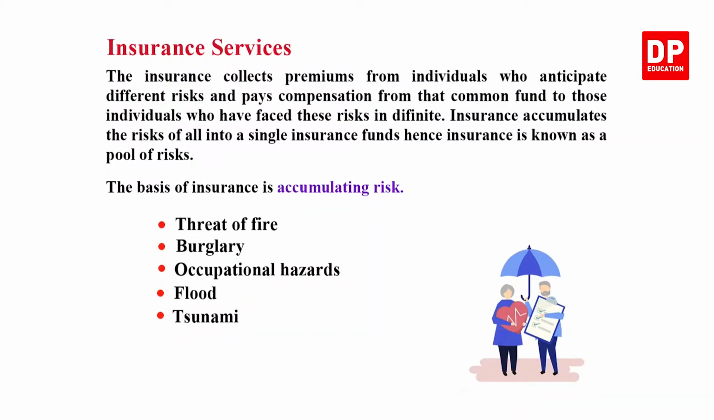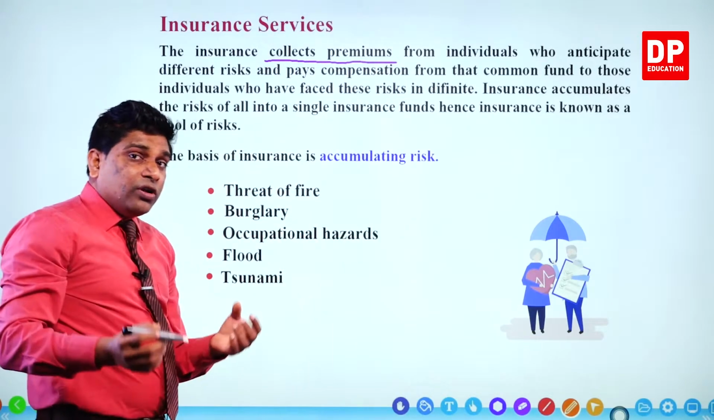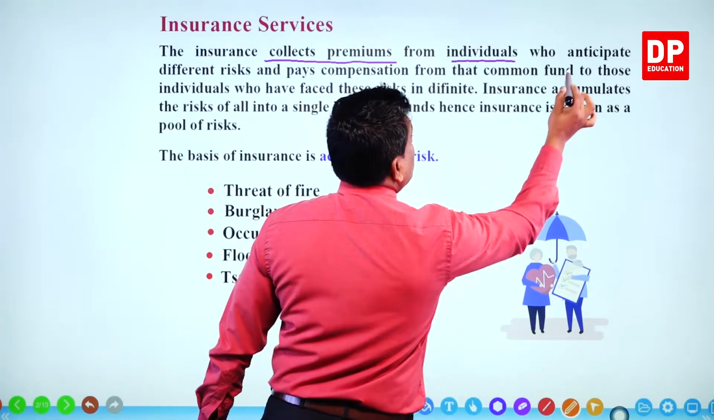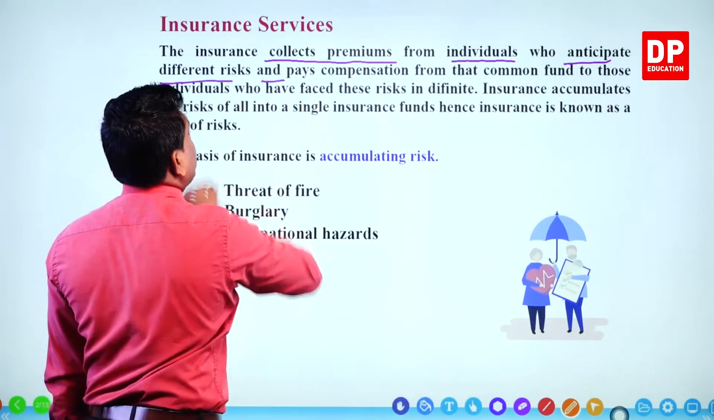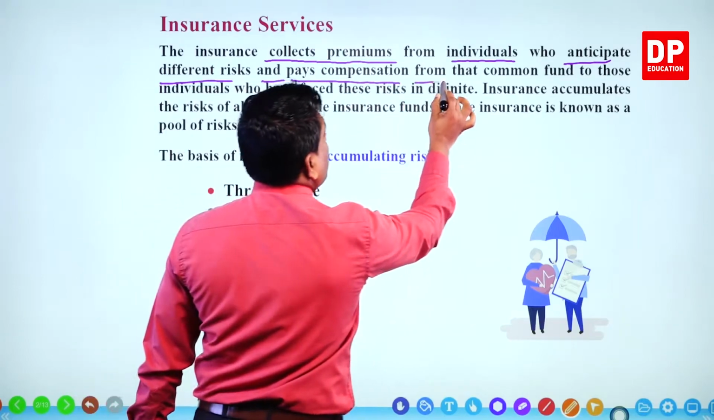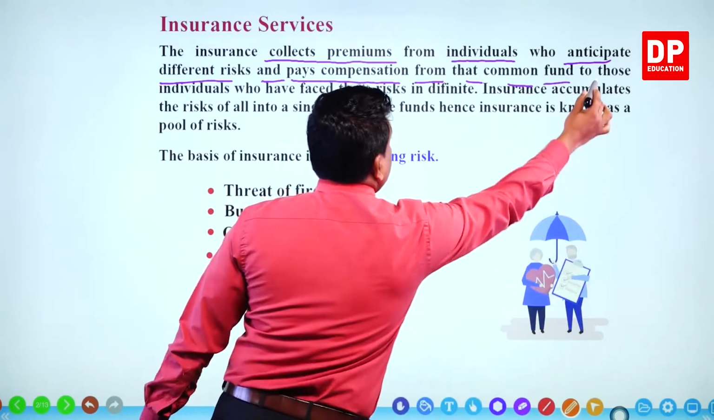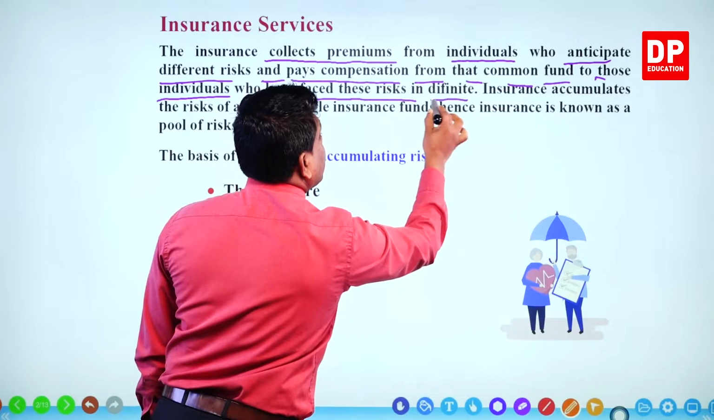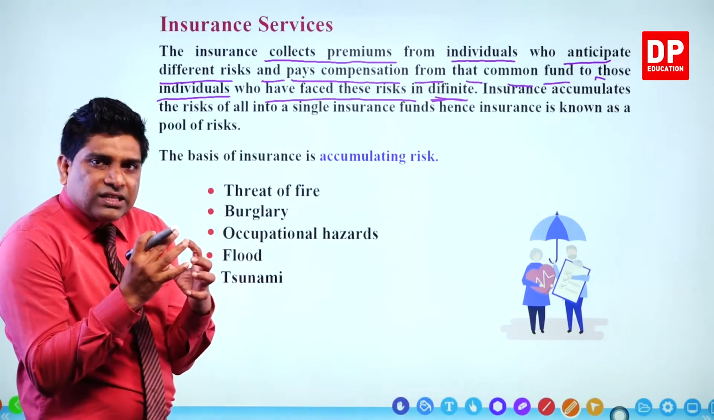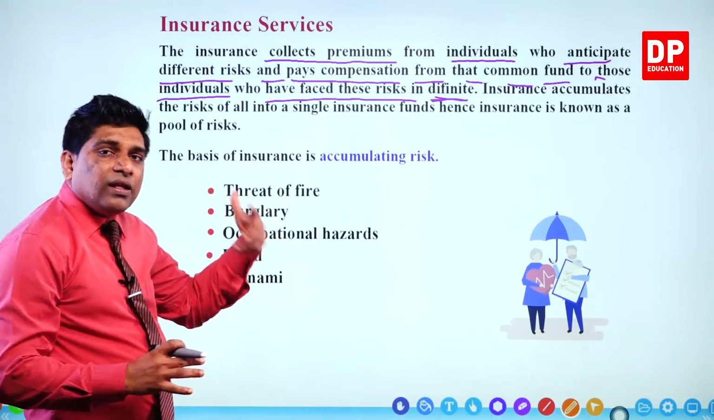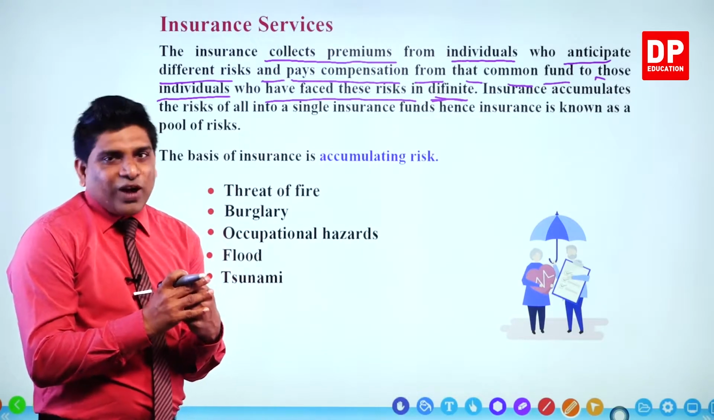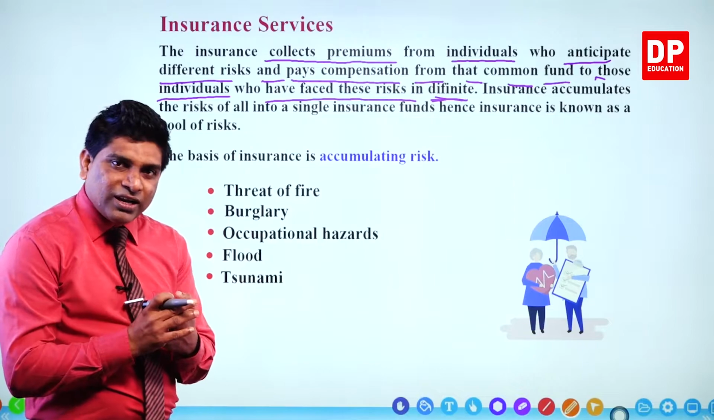Insurance services. Under this, the insurance collects premiums. I told you that people put their money. That means it collects premiums from individuals who anticipate different risks and pays compensation from that common fund to those individuals who have faced these risks. Practically, those who face the risk get money from this fund to recover their financial loss. That concept is called insurance.